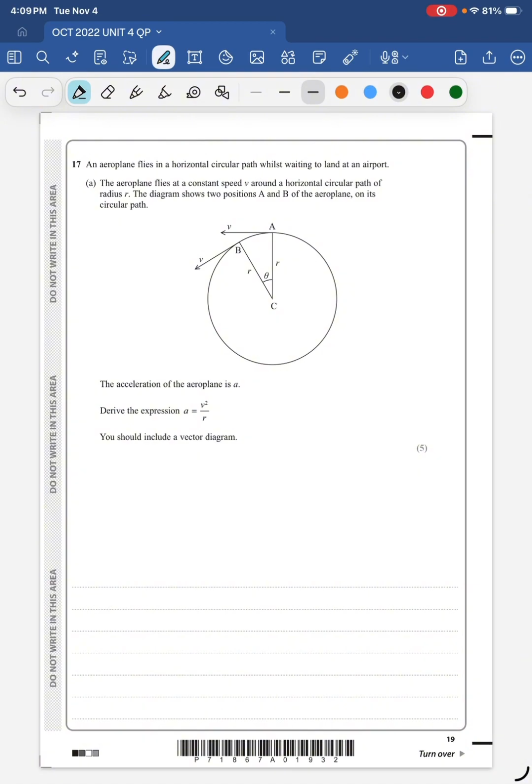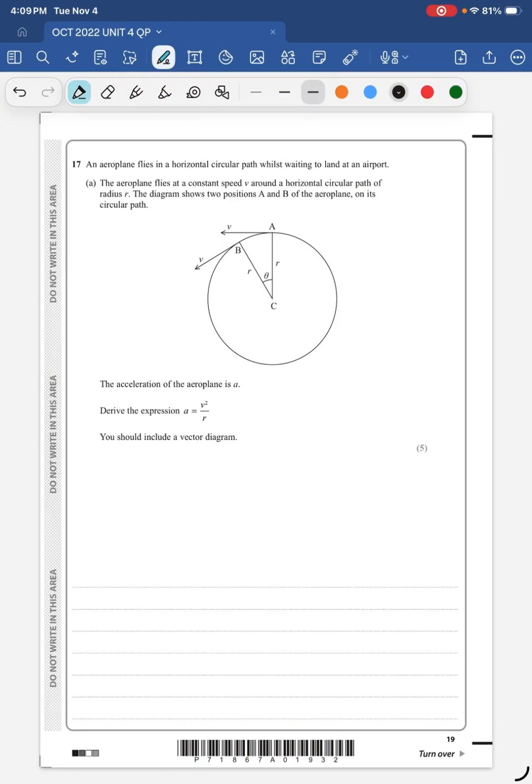An aeroplane flies in a horizontal circular path whilst waiting to land at an airport. The airplane flies at a constant speed v around a horizontal circular path of radius r. The diagram shows 2 positions A and B of the aeroplane on its circular path. The acceleration of the aeroplane is A. Derive the expression A equals v squared over r. You should include a vector diagram.